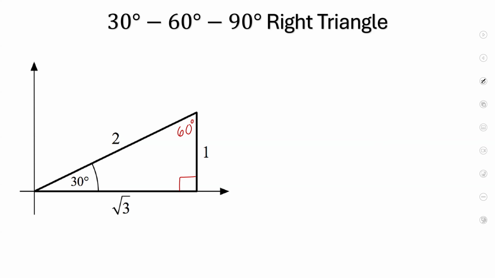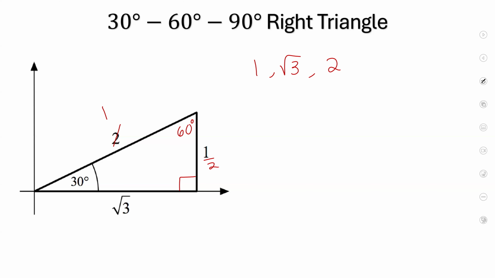The ratio for a 30, 60, 90-degree triangle is always 1, square root of 3, and then 2. That is the ratio. Okay? Your radius is not always going to be 2. Sometimes it might be a radius of 1. That means this would be 1/2 because it's a ratio.